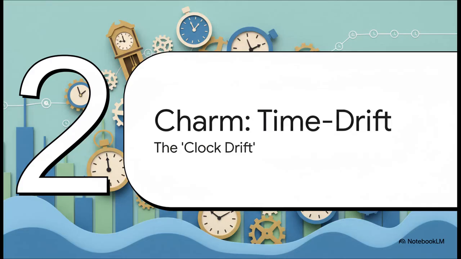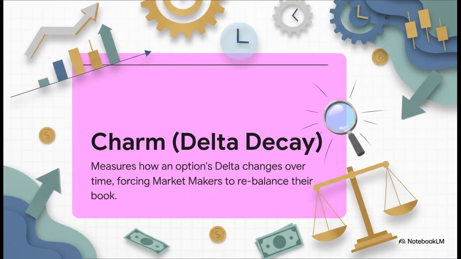All right, let's move on to our next metric, because this is where it starts to get really interesting. Let's talk about charm. I like to call this the clock drift, because it's this predictable force that pushes the market around based on literally nothing more than the passage of time. The logic here is actually really simple, but it's incredibly powerful.